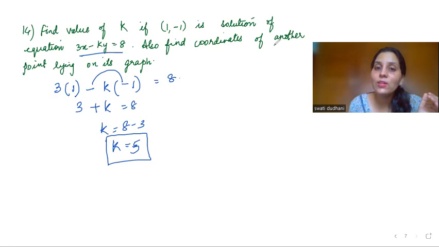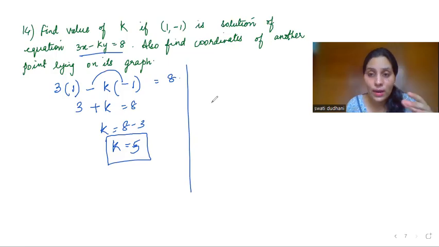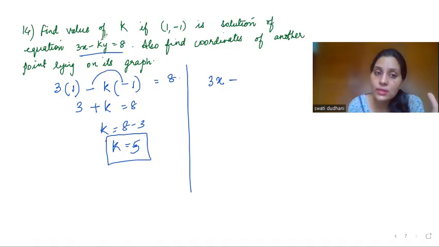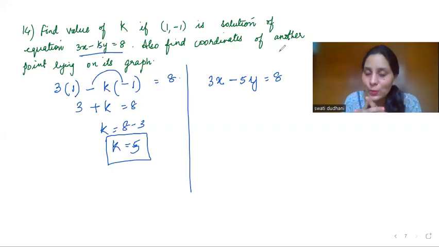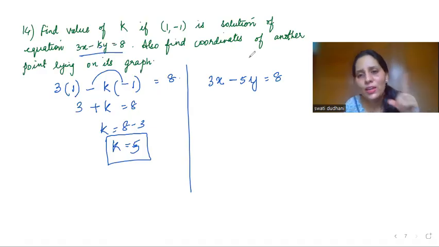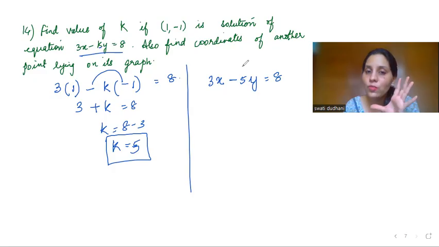Now also find the coordinates of another point lying on its graph. So once we find the value of k, what will be our equation? 3x minus, instead of k, I can write its value, 5y equals 8. This is our equation. Now, what is the next part? You need to find the coordinates of a point. So you know that for a linear equation, you have infinitely many solutions. So you need to find any one solution.